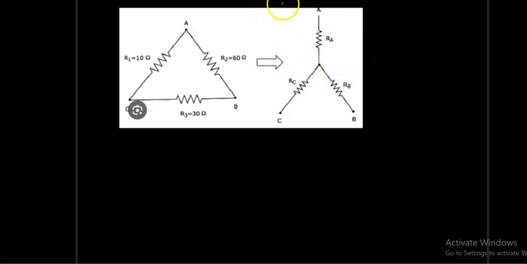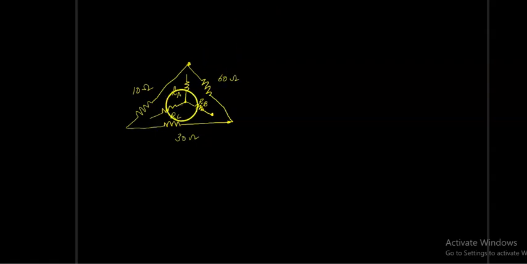We already studied the formula for converting the delta to star connected resistor network. Let's see that. Here, the star connected configuration is put inside the delta connected. So now it is very easy to find out what RA, RB and RC are. Let's see what RA is.